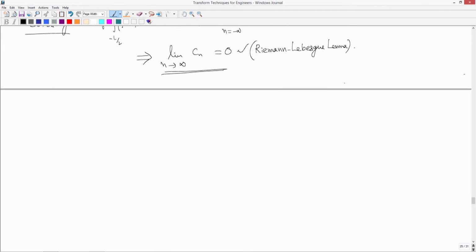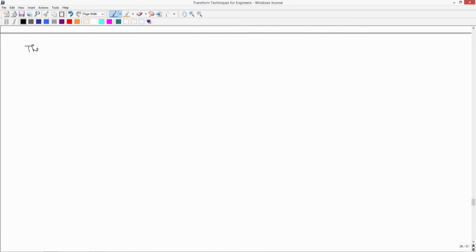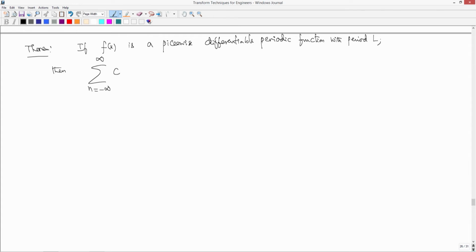So, now we state these sufficient conditions as a theorem, the main result: if f of x is a piecewise differentiable periodic function with period L, then this Fourier series, the complex Fourier series, which I am writing as the sum of Cn e power i n omega naught x, where omega naught is the fundamental frequency, which is 2 pi by L, okay.